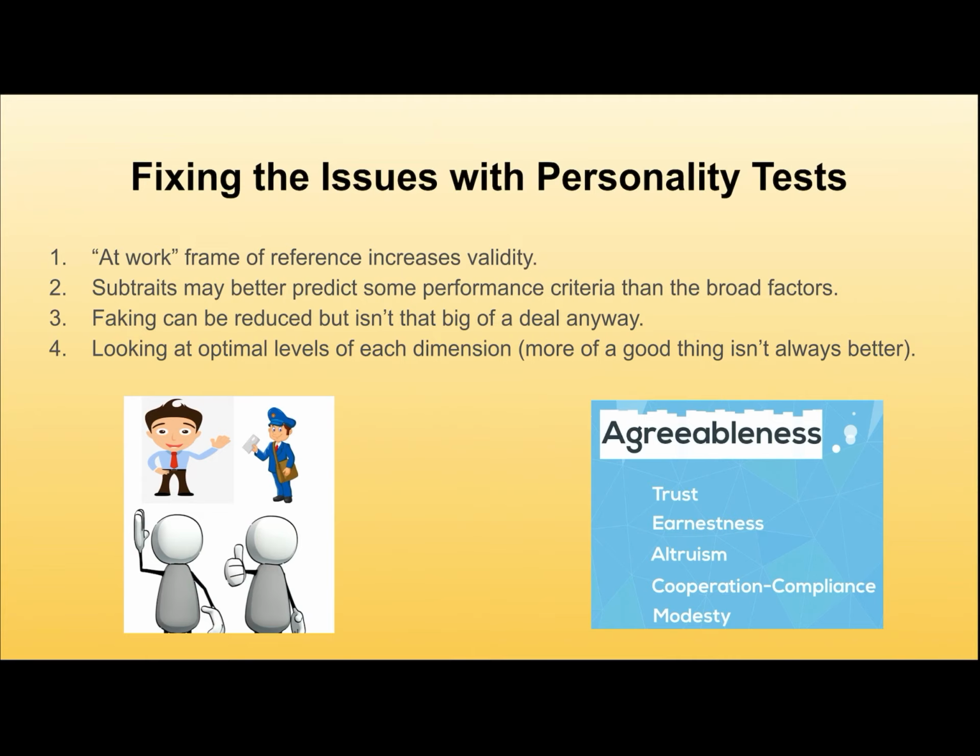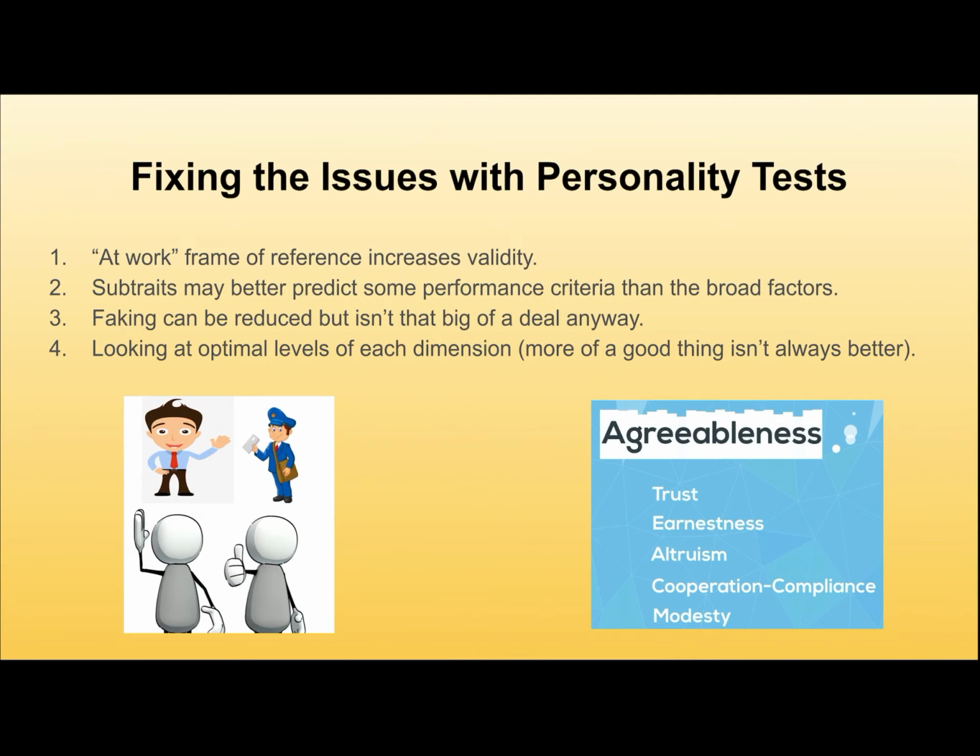Number 2 mentions sub-traits. Each of our five scales actually has about five sub-scales. On this slide, I gave the example of agreeableness. Agreeableness is the general trait, and it can be broken down into trust, earnestness, altruism, cooperation, and modesty. By looking at the sub-traits, you can predict job performance more specifically.